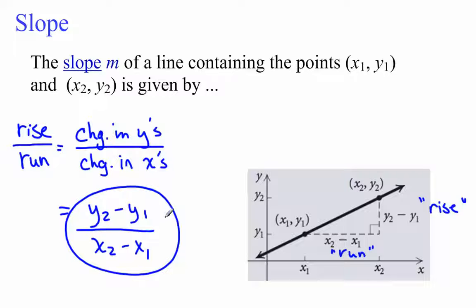If you want a mathematical formula, if you have two generic points, (x1, y1) and (x2, y2), to get the change in y, you would subtract y2 minus y1. To get the change in x, x2 minus x1. All right, and that's illustrated here in that picture.